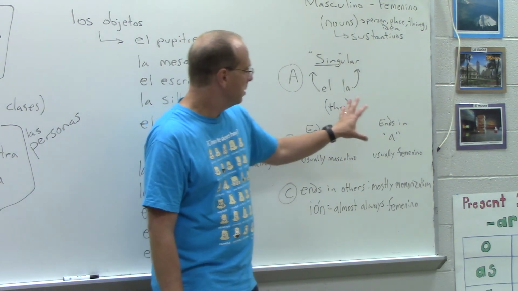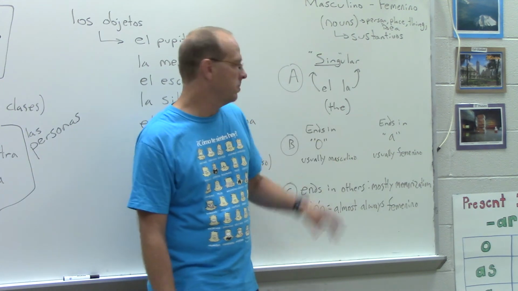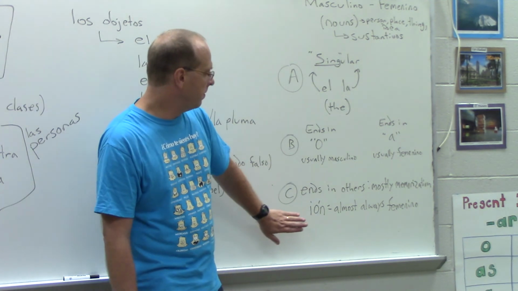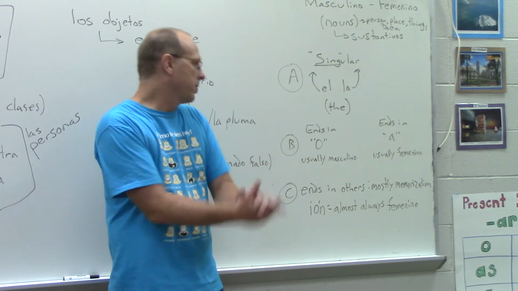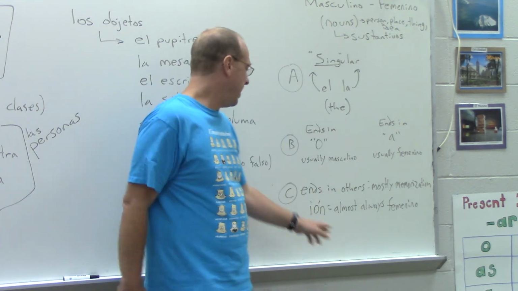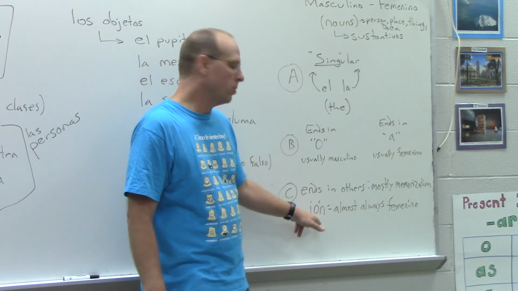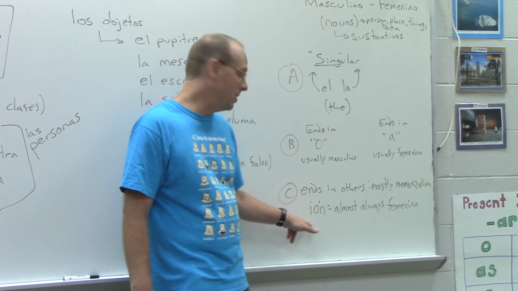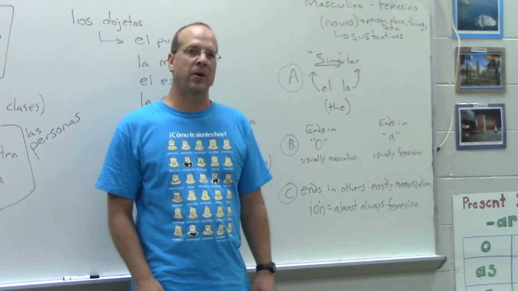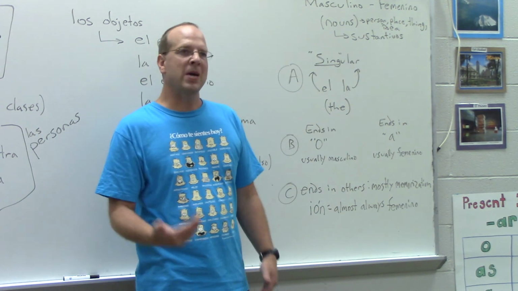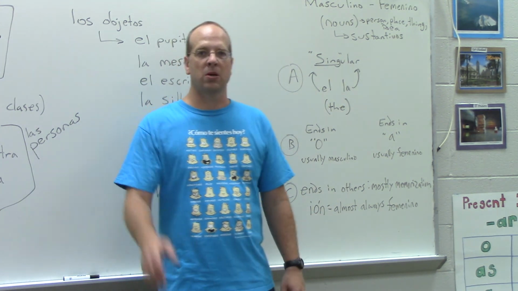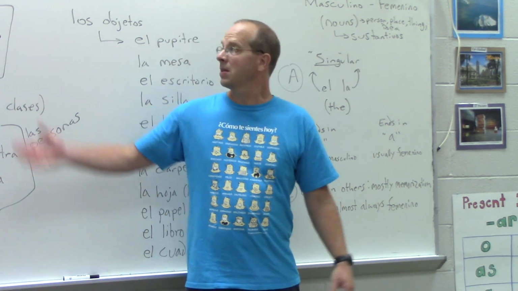Okay, so, ends in O, usually but not always masculine. Ends in A, usually but not always femenino. And finally, if it ends in other letters, it's mostly memorization. And if it ends in E, O con acento, N, if it ends in these three letters, accent over the O, it's almost always femenino. I can't think of an example where it would be masculine immediately, but I'm sure they're out there. But if it ends in those 3 letters, it's almost always femenino. And that is Lección 5.